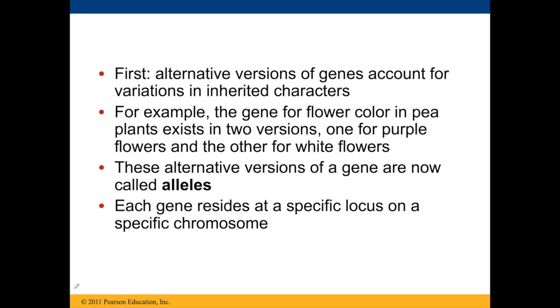All right, first, alternative versions of genes account for variations in inherited characters. For example, the gene for flower color in pea plants exists in two versions, one for purple flowers and one for white flowers. These alternative versions of a gene are now called alleles, and each gene resides at a specific locus on a specific chromosome.